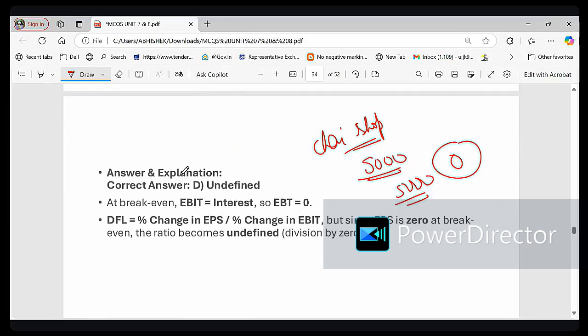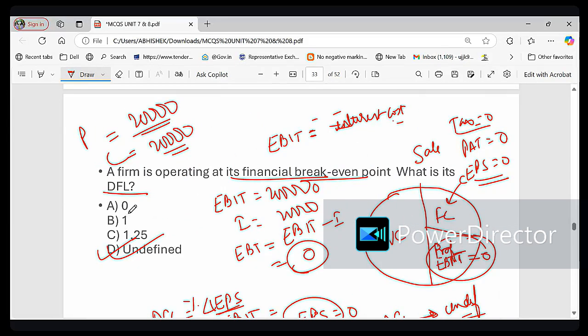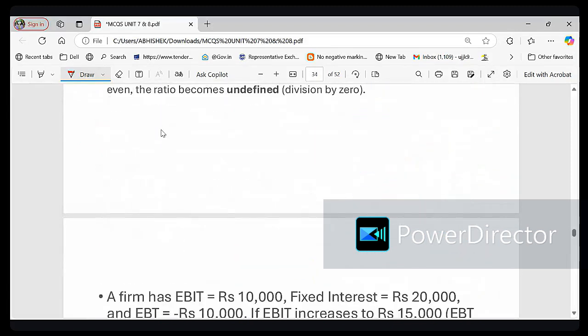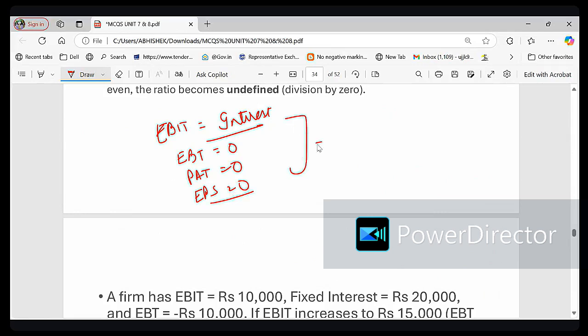So I hope it is clear. At break-even, what is the DFL? It is undefined, right? So remember, at break-even, your EBIT will become equal to the interest, right? And at break-even, EBT will become equal to zero. PAT will become equal to zero. EPS will become equal to zero, right? And therefore, DFL becomes undefined. Tell me, is it clear? This question is most frequently asked to check if you understand break-even clearly or not. Or do you want me to repeat it again?